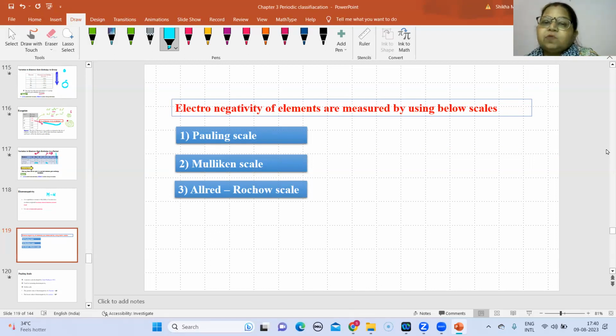The three scales which I have put up here are the Pauling scale, Mulliken's scale, and the Allred-Rochow scale. Out of these three scales, the Pauling scale is the most important one. In fact, whatever data we use to compare the electronegativities of the various elements is sourced from Pauling's scale. The second one is Mulliken's scale. The Allred scale we hardly use. So what is Pauling's scale?